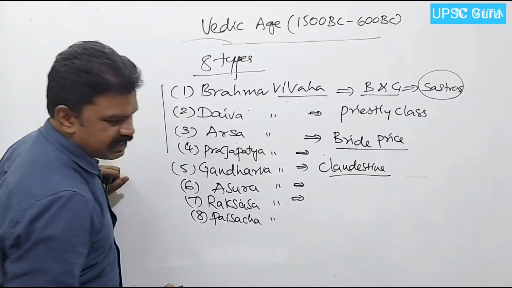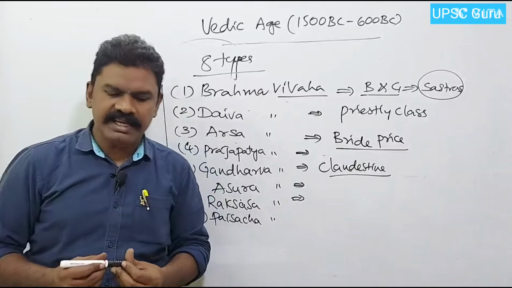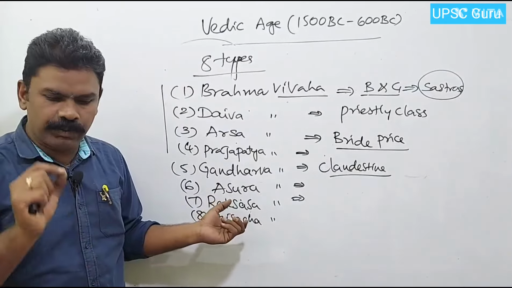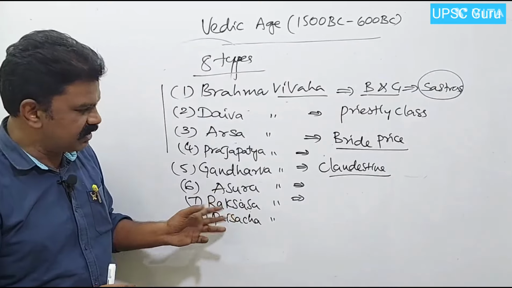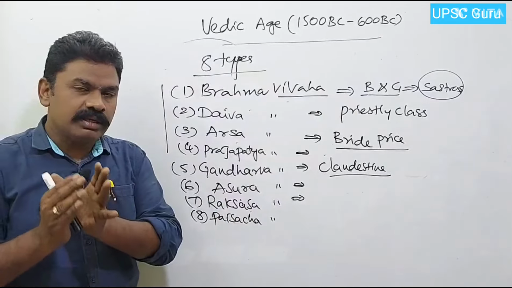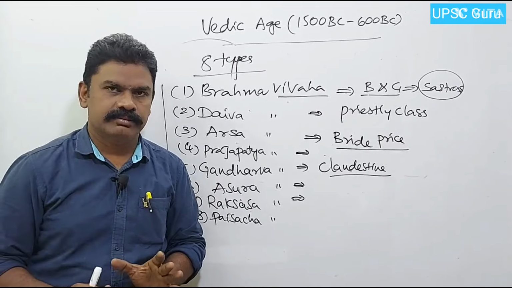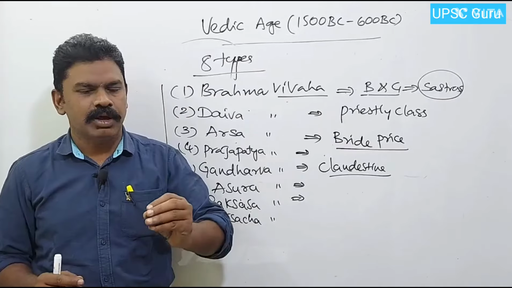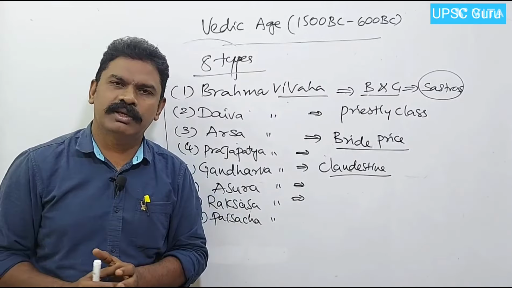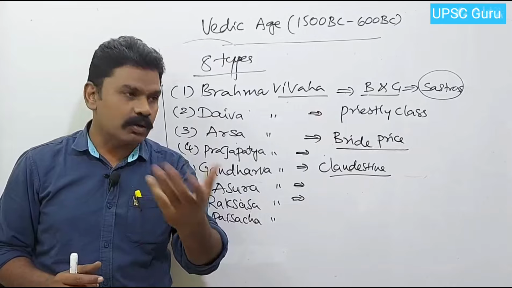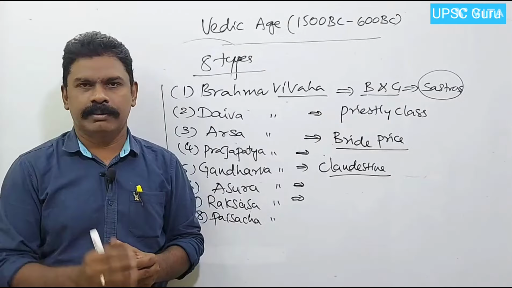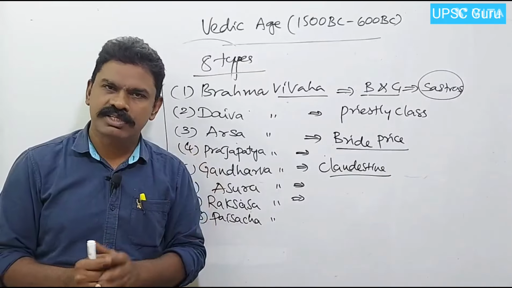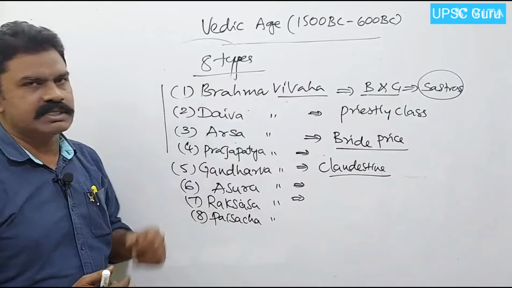In this Paisacha Vivaha, the marriage is by abducting the girl while she was not in her full senses. She was in a half sense. That means giving a small dose of drowsiness to the girl and getting the marriage, while she was in the half sense and not in her full sense. That was called the Paisacha type of marriage.